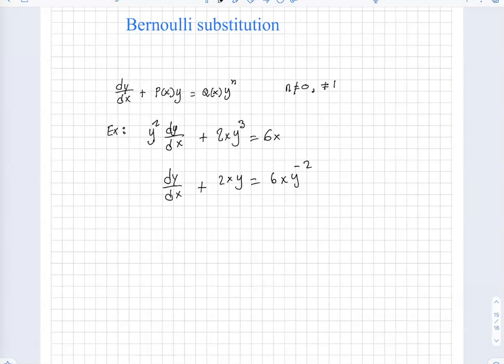Okay, so in the Bernoulli approach, the substitution is u equals y to the power 1 minus n, and n is here. Look at the right hand side, y to the power minus 2, which is n, so y to the power 3, since 1 minus (minus 2) is 3, and you can rewrite that in terms of y. So y is u to the power 1/3.